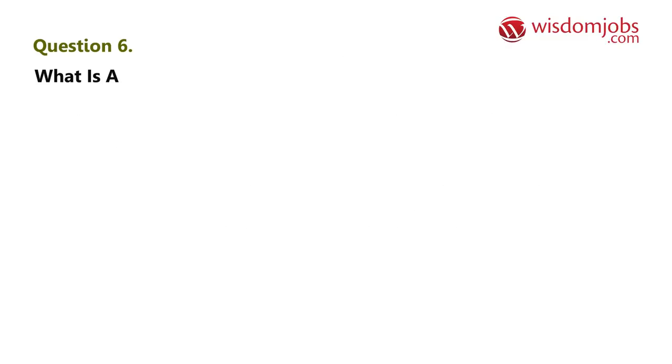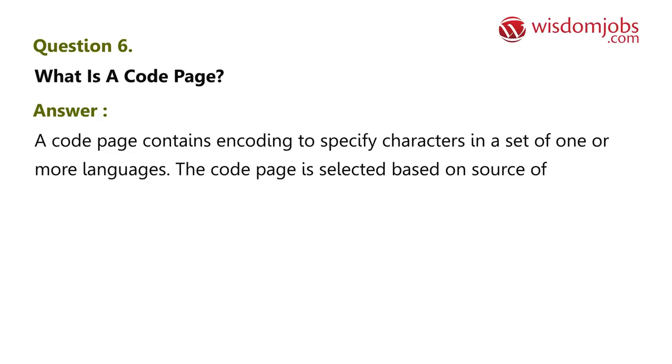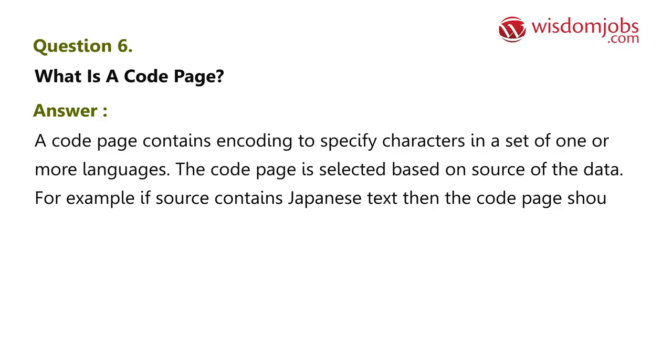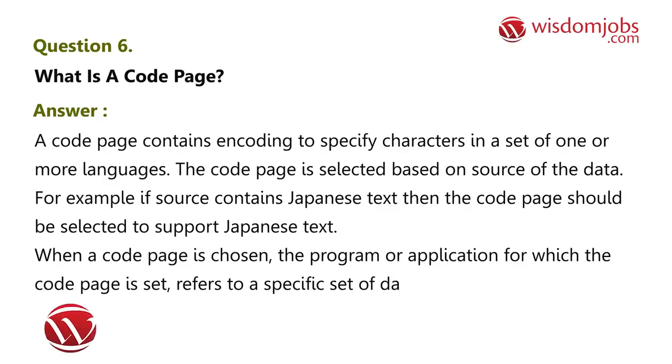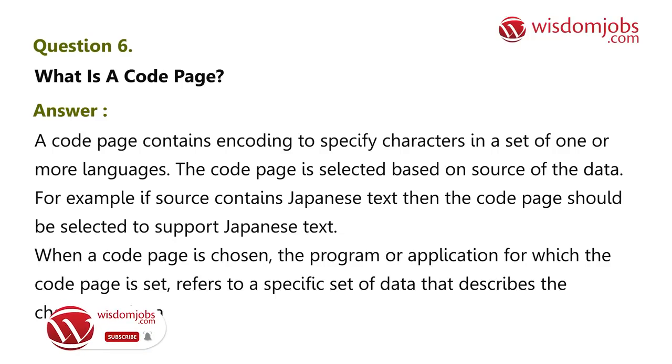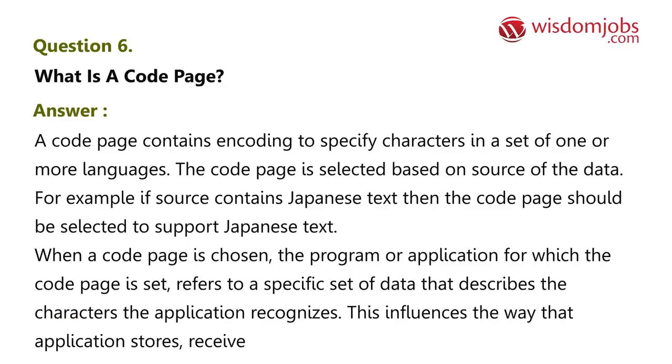Question 6. What is a code page? Answer. A code page contains encoding to specify characters in a set of one or more languages. The code page is selected based on the source of the data. For example, if the source contains Japanese text, then the code page should be selected to support Japanese text. When a code page is chosen, the program or application for which the code page is set refers to a specific set of data that describes the characters the application recognizes. This influences the way that the application stores, receives, and sends character data.